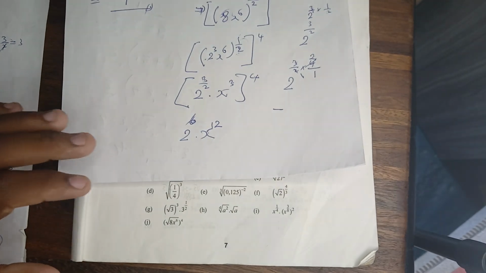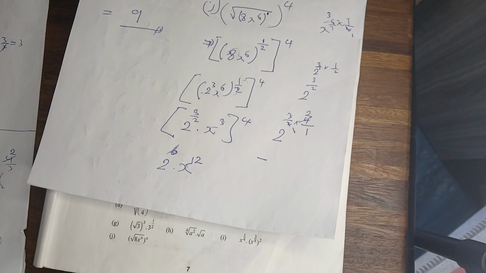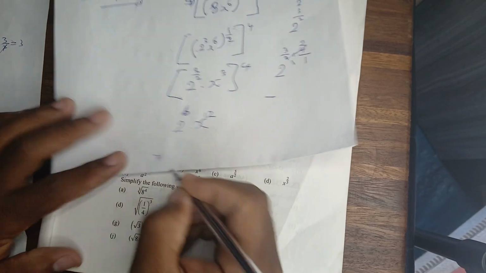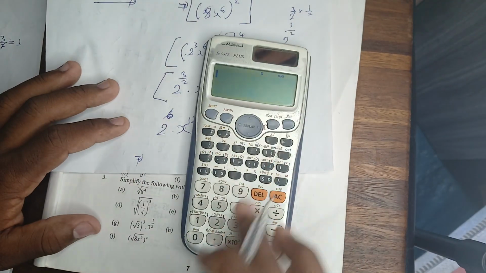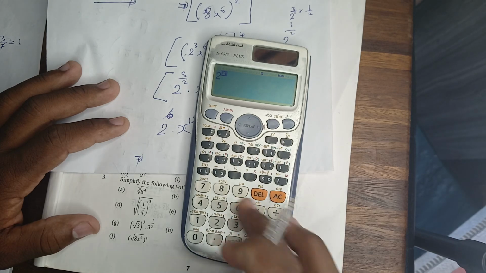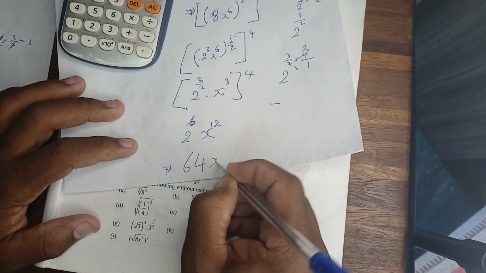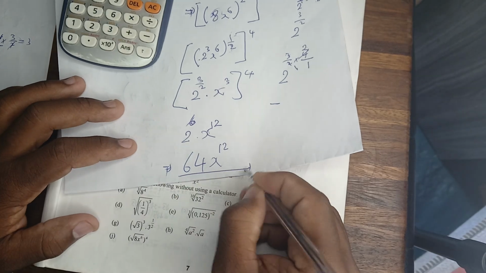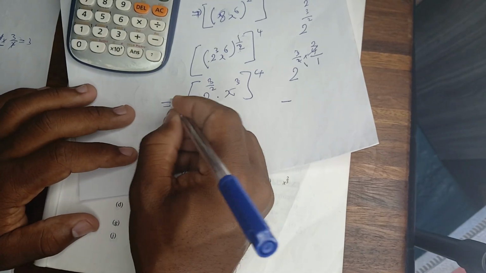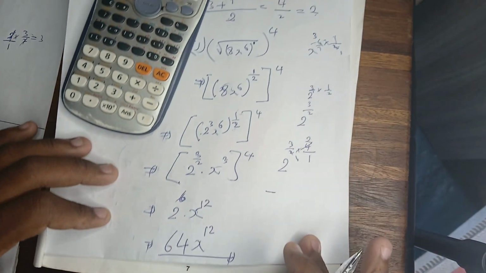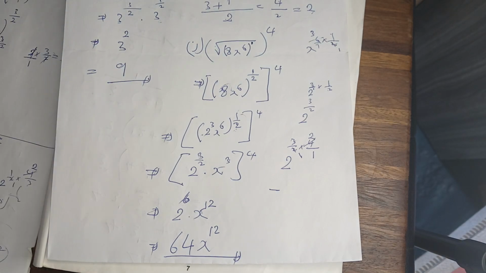So guys, this is how we simplify. From there we are going to take our calculator and write 2 to the exponent 6, which is 64. So it's going to be 64 x to the exponent 12, like this. So this is our final answer, guys. So this is how we simplify.